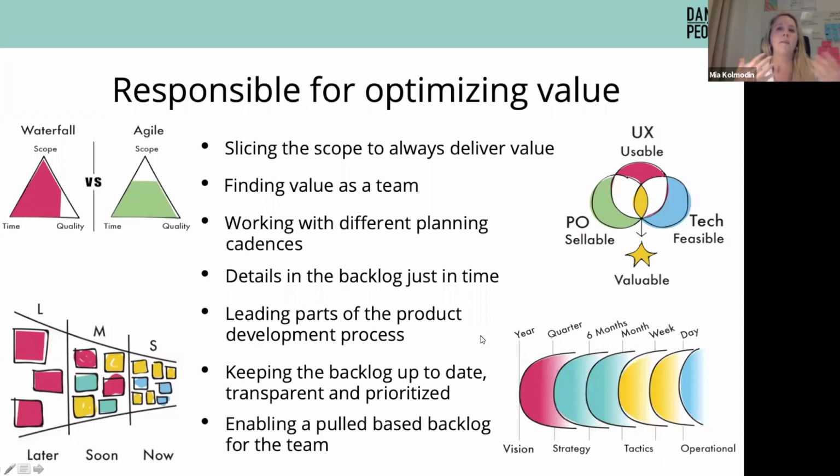And then enabling a pull-based backlog for the team so that they can see what's actually valuable and pull things from the backlog, to see these are the things that we as a team think will be needed to reach the goal. This is also something that the product owner needs to help the team to be able to do. So instead of pushing things to the team, helping them to actually pull what they find most valuable to reach the goals that I as a product owner have set for the team and for the sprint.